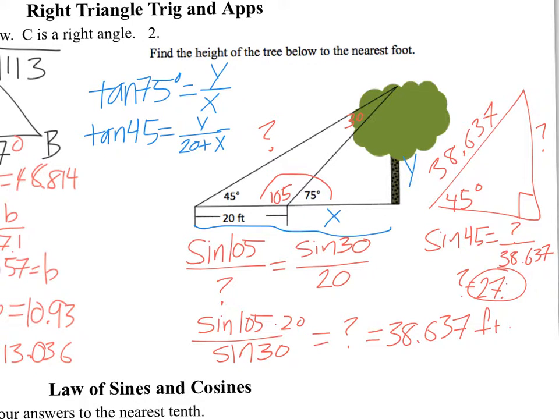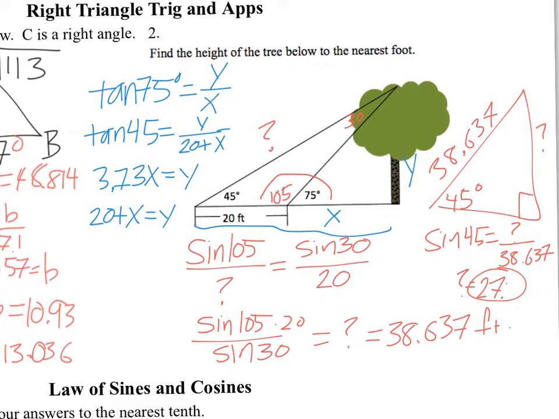I'm going to get y by itself in both cases, and that's going to make this look like tangent of 75, we'll do that as a decimal, 3.73x is equal to y. And on the bottom part, so tangent of 45 times 20 is just going to be 20. And tangent of 45 is 1, so it's actually going to be 20 plus x is equal to y.